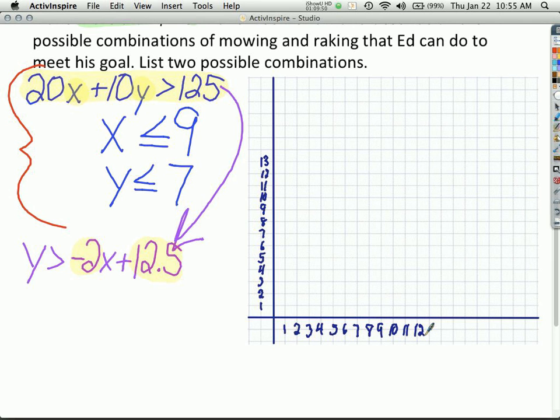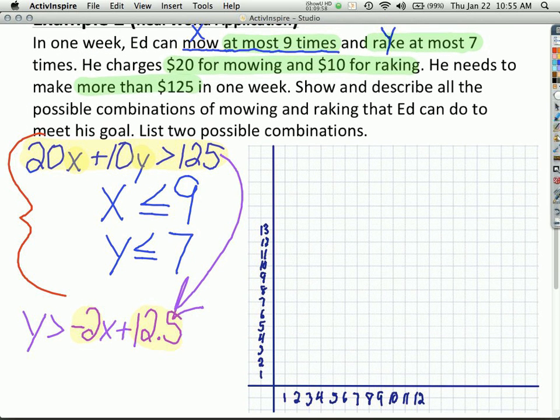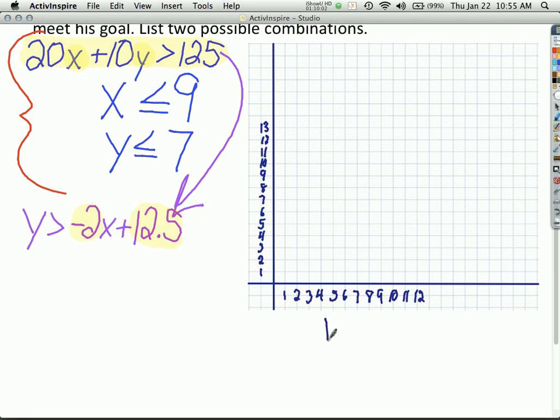And here's the key. The key piece for interpretation is labeling your axis. And so we had 2 of your classmates who helped us see that x was mowing and y was raking, so this is the number of times mowing, and this is the number of times raking. And so what we can do is find ordered pairs that are combinations that will meet the restrictions.